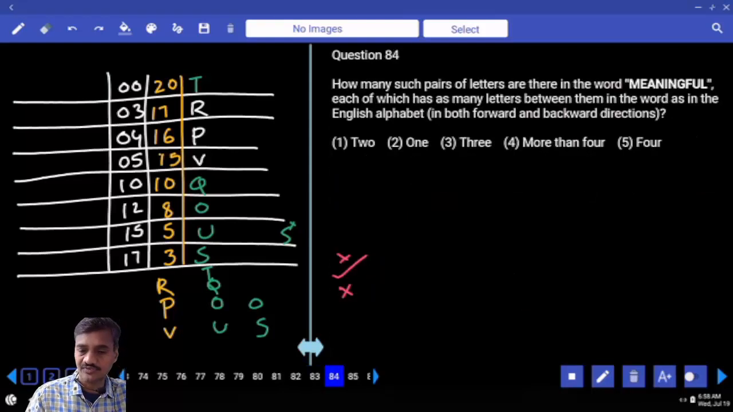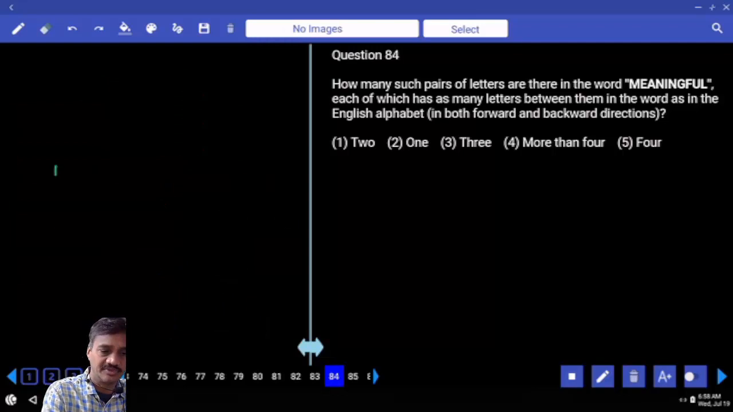The next one, 84. How many such pairs of letters are there in the word meaningful, each of which has as many letters between them in the word as in the alphabet? Now the word meaningful, M E A N I N G F U L. Now in this one, starting with M.